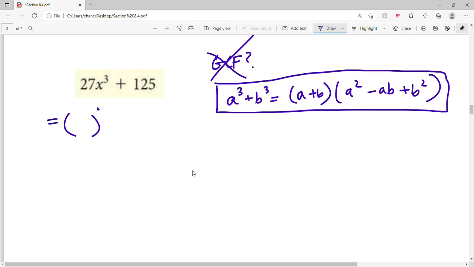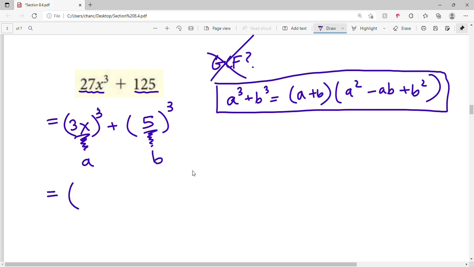Rewrite it as something cubed plus something cubed, 27x cubed. How do we make that back? Well, we need a 3x, and once we cube that, we get 27x cubed. How do we make a 125 back? We need a 5. 5 cubed is 125. And so now this is my a, and this is my b.